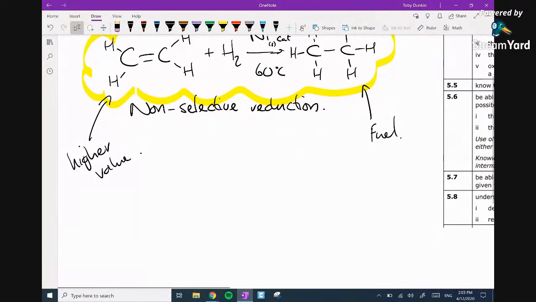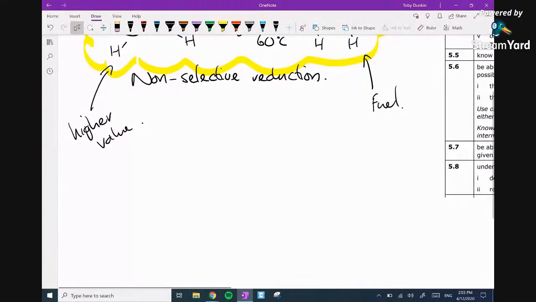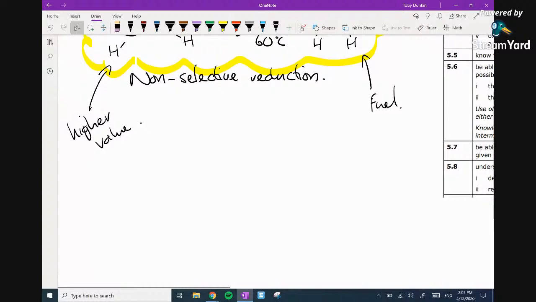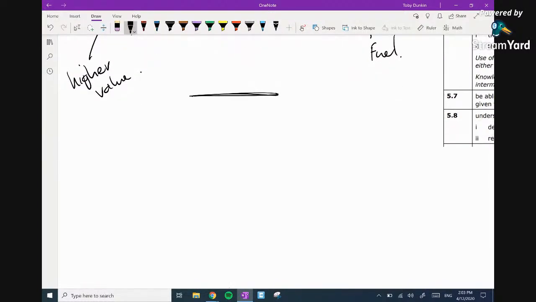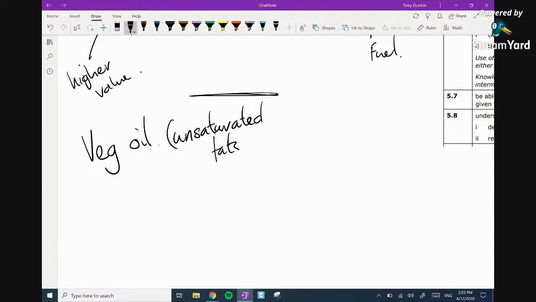So the question is, where is this used? Well, it's used in vegetable oils. I'm mentioning this as part of it, because veg oils are said to be unsaturated fats. Now, just to show you what one of these is, you've got this glycerol backbone.